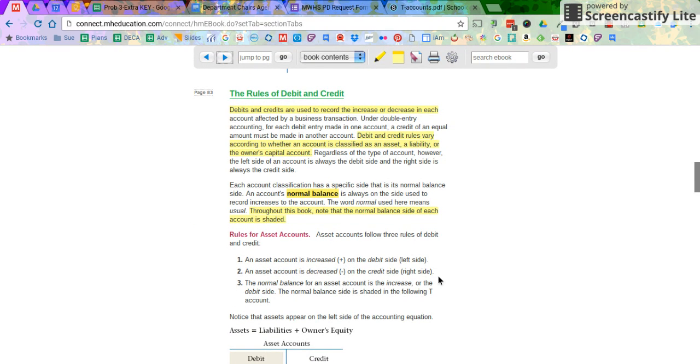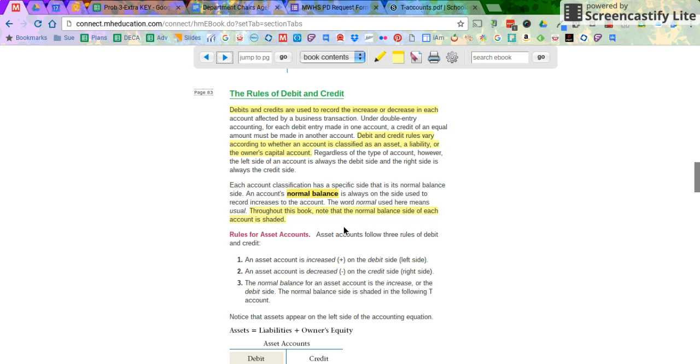A little bit about the rules of debits and credits. Debits and credits are used to record increases and decreases. We'll no longer ever have a negative number in accounting. It's going to be a debit or a credit. In double entry accounting, for every credit, you have an equal debit. So just like the sides of the equation are balanced, every debit has to be the same as a credit in order to keep our equation in balance. Debit and credit rules differ depending on if you're an asset, a liability, or an owner's equity capital account.